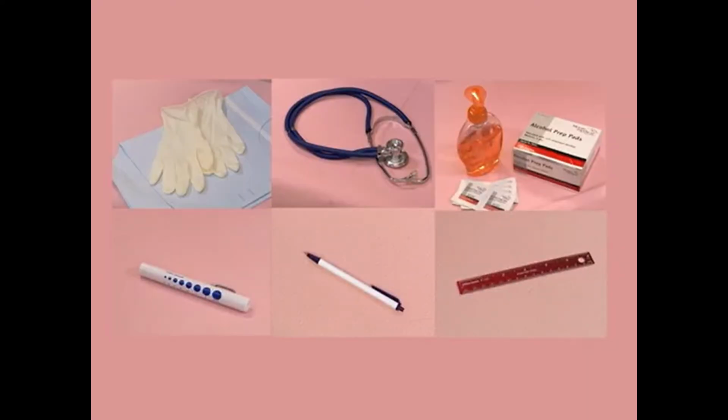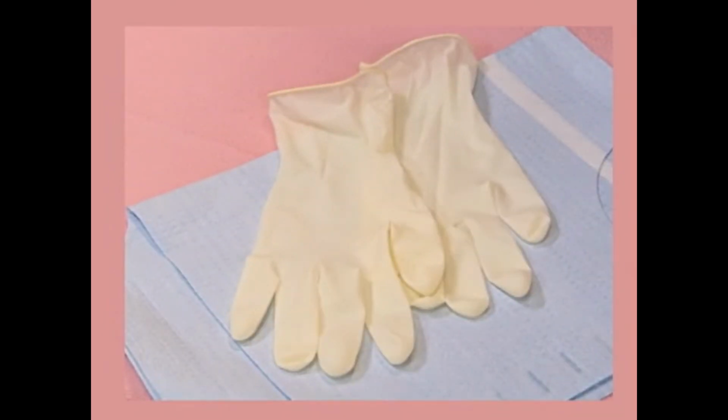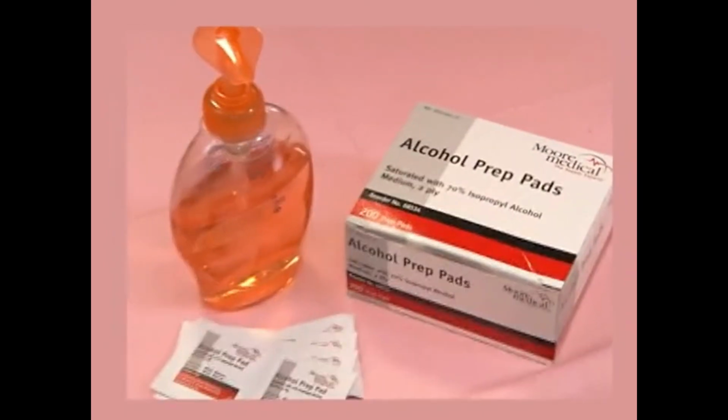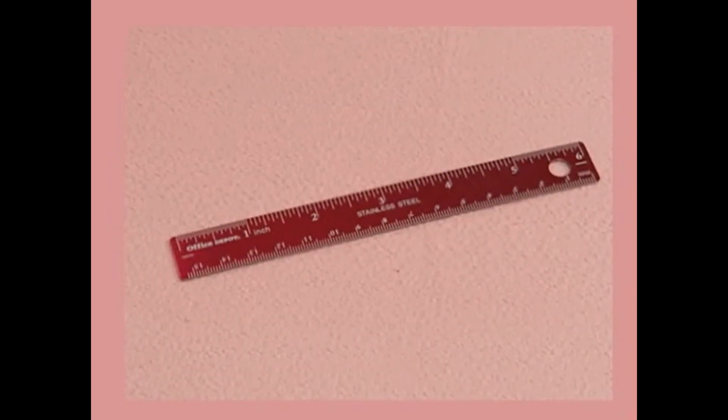The following tools and supplies are generally used in examinations of the thorax and lungs: examination gown, drape, and gloves, stethoscope, alcohol swabs, light source, marking pen, and an optional small metric ruler for measuring diaphragmatic excursion.